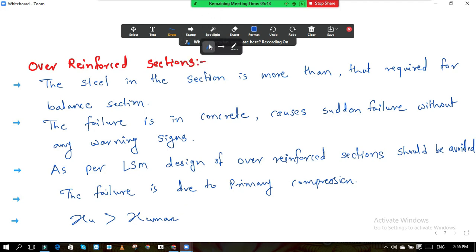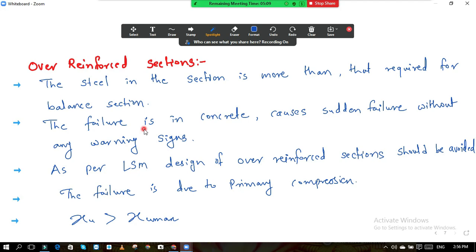We will discuss, this is already known to you, I will just tell you the points. The requirement of steel is more in over reinforced sections than balanced sections. Under reinforced sections require less steel than balanced sections, but over reinforced sections require more steel than the balanced sections. So in the under reinforced section steel fails, and concrete does not fail. As steel is ductile material, it will give enough warning signs before the failure.